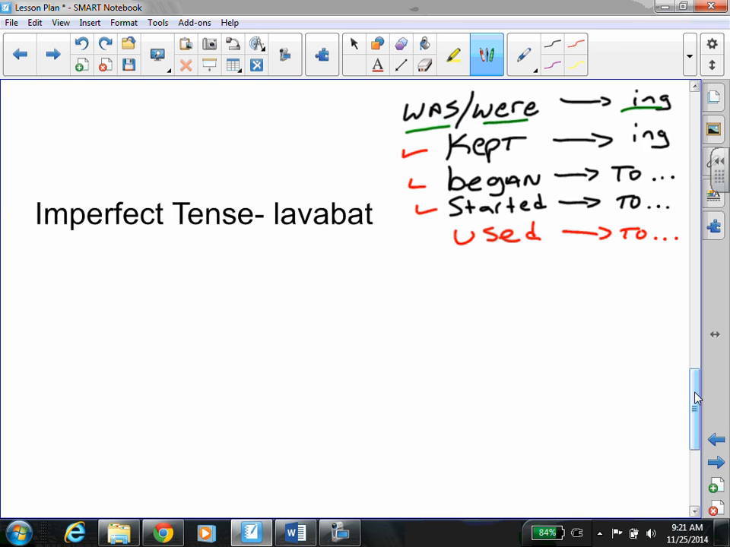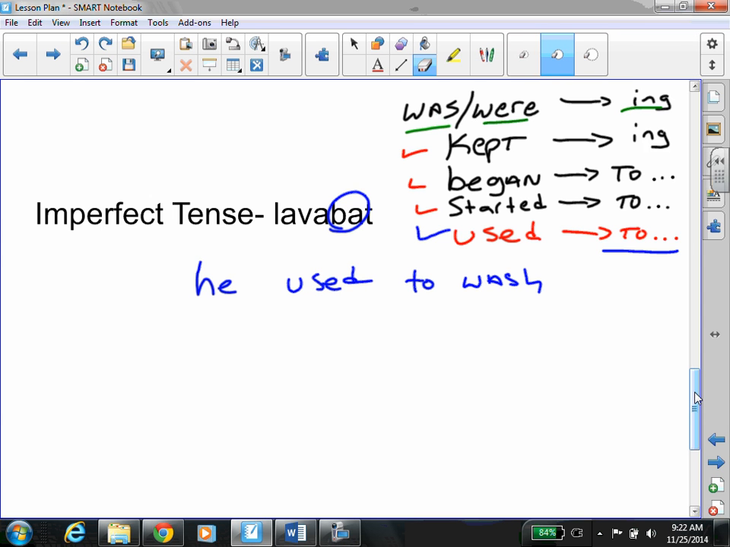So this one could also be he, ba. I'm going to use used plus the to form, to wash. Continuation of action. So those are the ways to translate the imperfect tense.